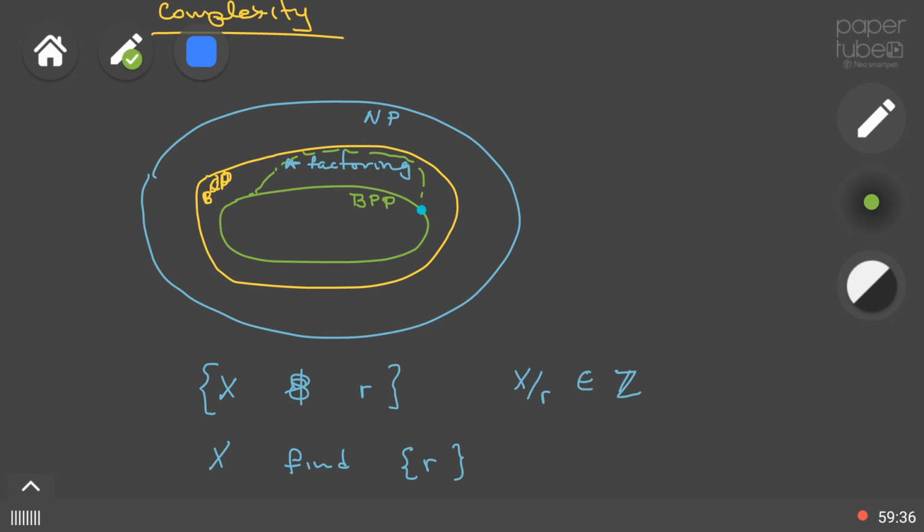Okay, with that, I'll stop for today, and we'll start with an example of a quantum algorithm that has some speed up next time.